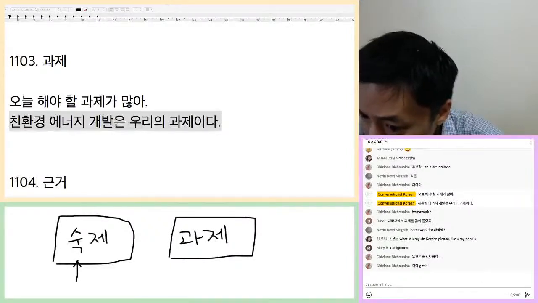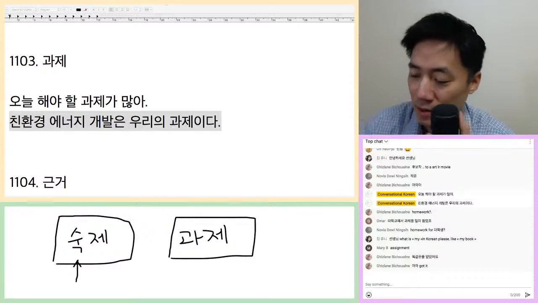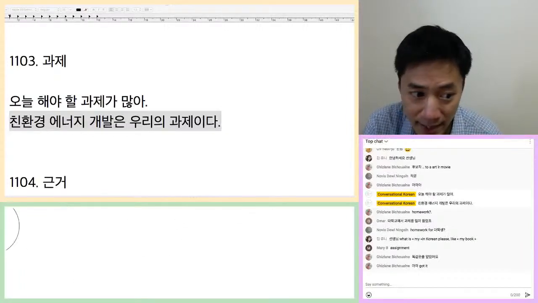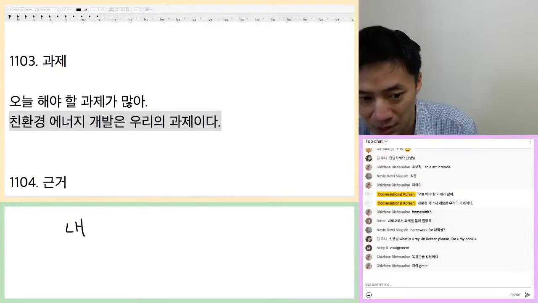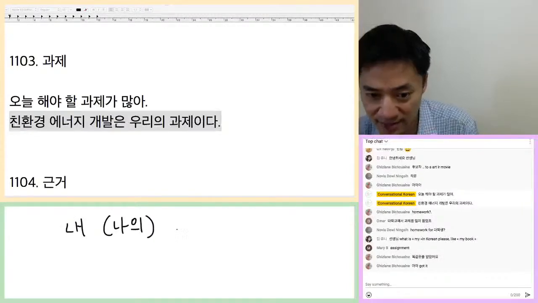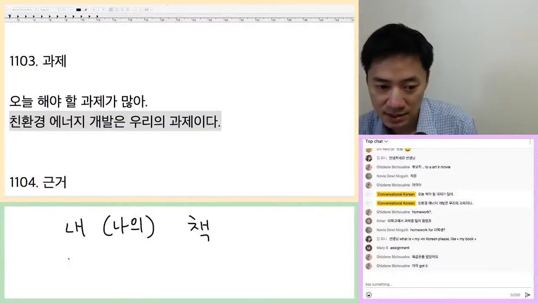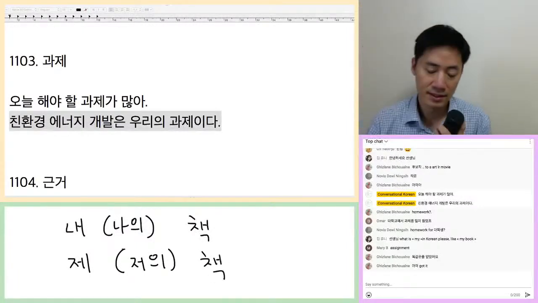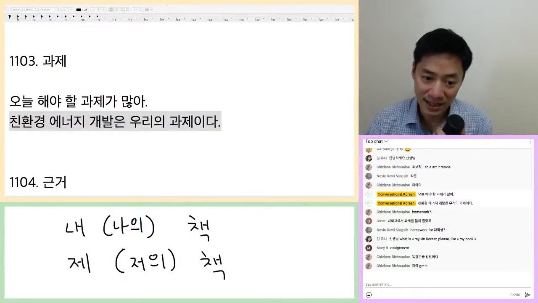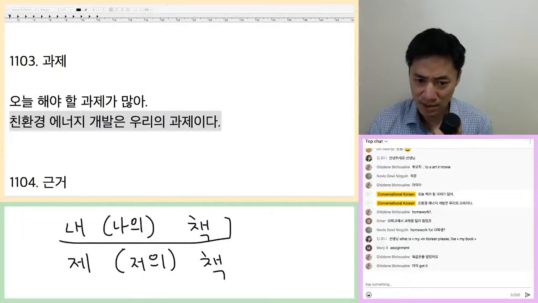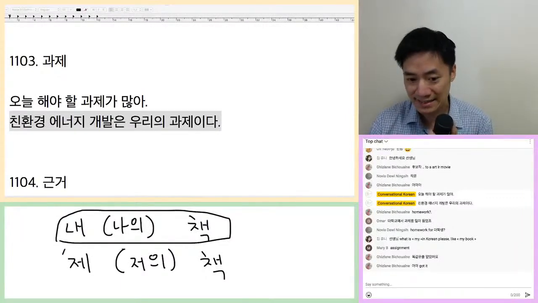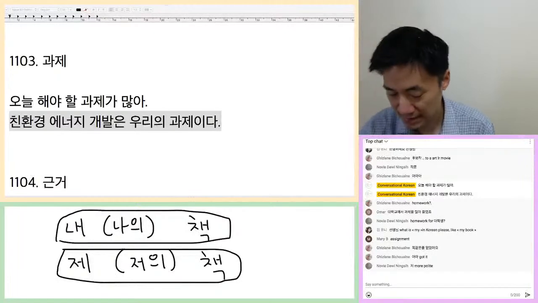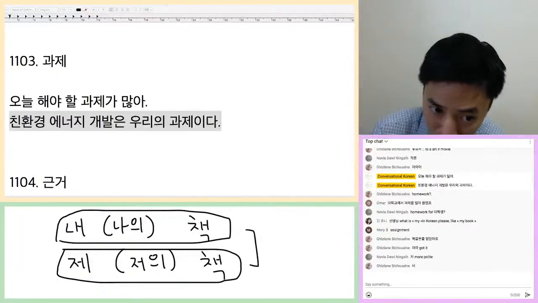What is "my" in Korean, please? That's a good question. 내 책 or 제 책. There are two ways to say my. 내 is short for 나의, 나의 책. 제 is short for 저의 책. Do you know the difference between 나 and 저? 나 is what you use with your friends, and 제 책 is the way you say it to be humble to an older person. Both mean my book.